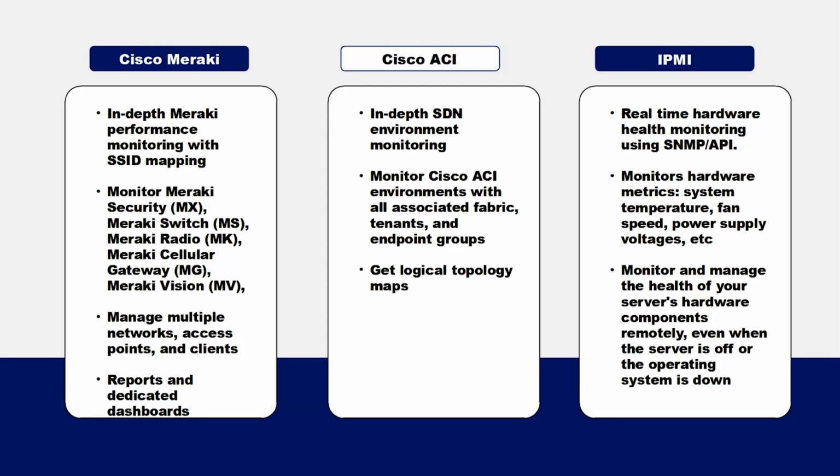And also we have the ACI. ACI is nothing but SDN monitoring for the Cisco Application Centric Infrastructure, wherein we can monitor the fabric, tenant, endpoint groups, all this information. And IPMI is again hardware sensor monitoring, where we are providing the monitoring service of hardware sensors using SNMP or the Redfish API, through which we are monitoring based upon the vendors. It depends upon the vendor, we are providing the hardware sensor monitoring technology.